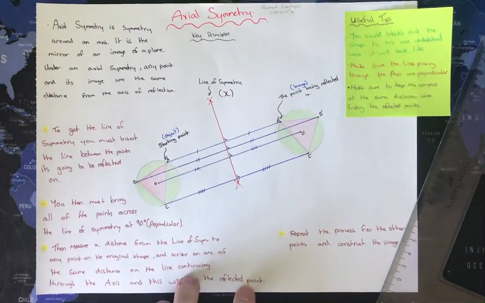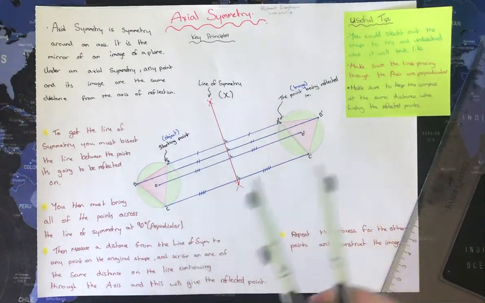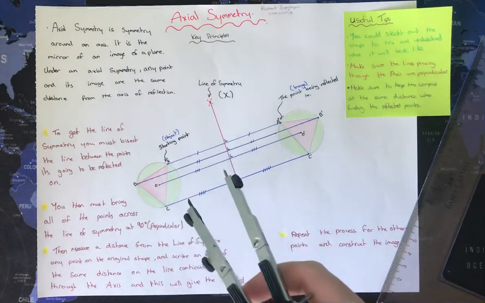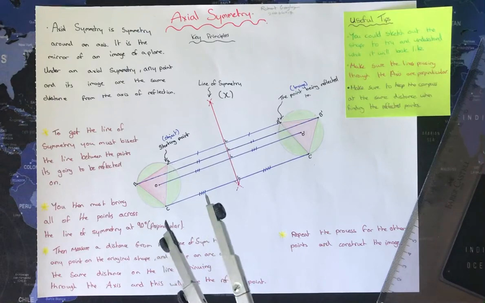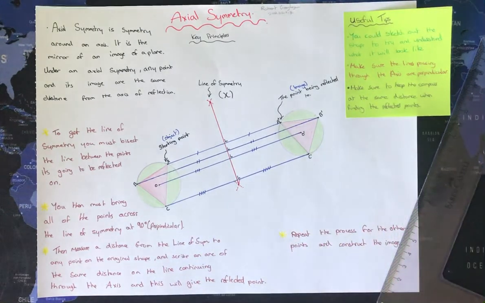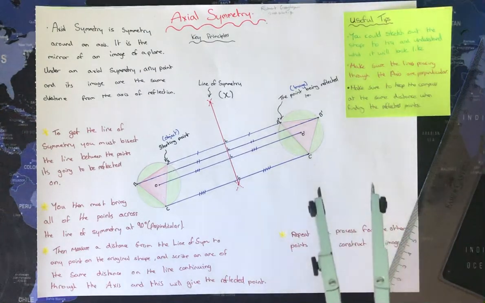You repeat the process for all the points and then construct the image. So in transformation geometry, your starting shape will always be the object, and the reflected shape will always be the image of any transformation geometry taken upon it.